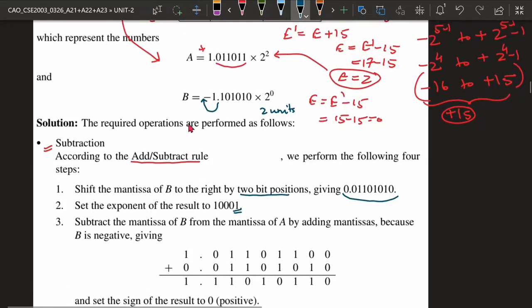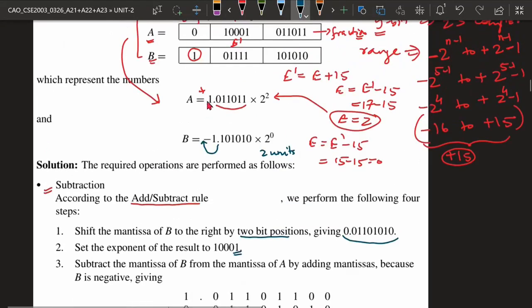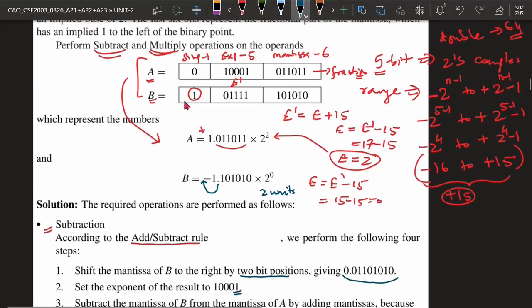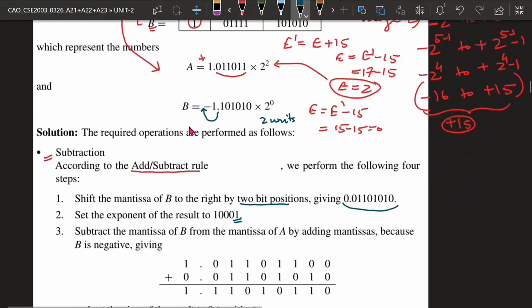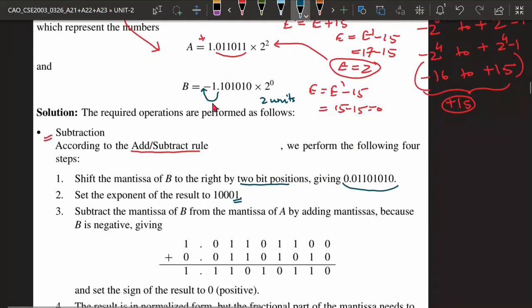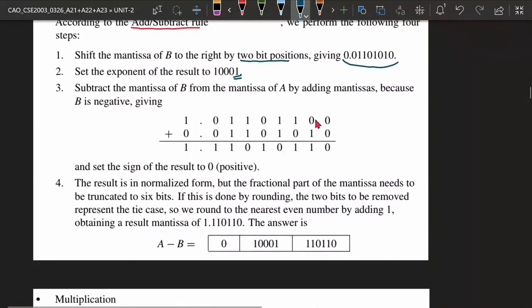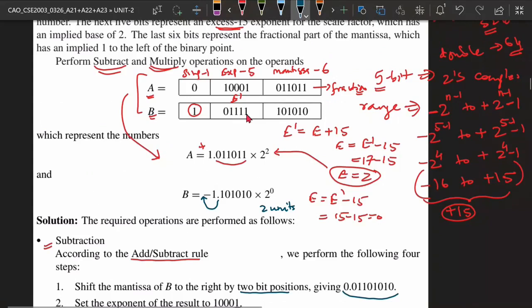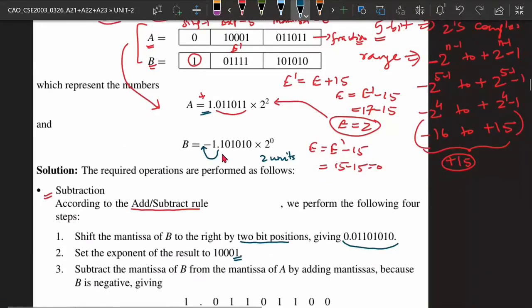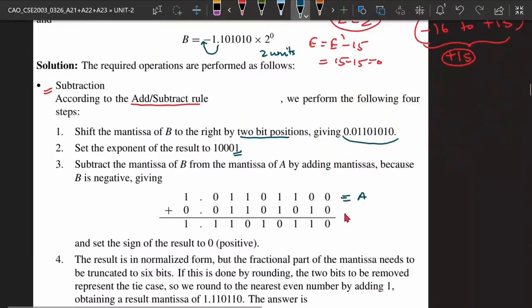For the subtraction, the two numbers are such that one is positive and the other is negative, and we are required to do the subtraction. So once we add these two numbers, it will give us the subtraction itself. The first number is A, and this is B. B is the negative number, and this is the positive number. So once we do the addition of these two, the overall result will be a subtraction.